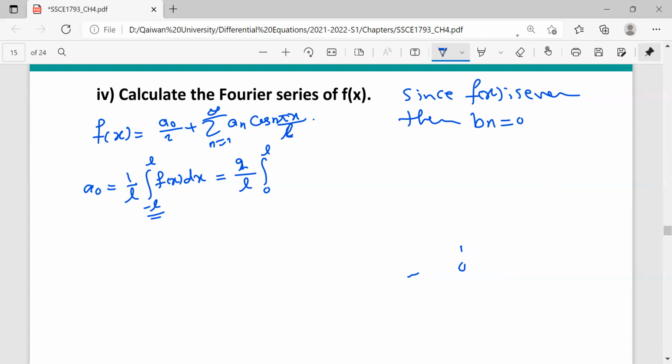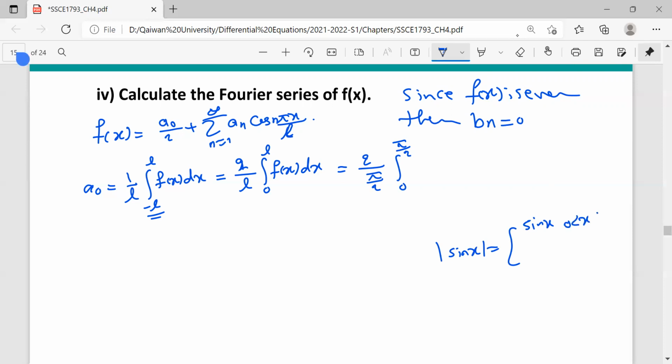And now we have the integral of f of x dx. This equals 2 over L, where L is pi over 2, integration from 0 to pi over 2. For f of x, the absolute value of sine x. So the absolute value of sine x is sine x when x is greater than 0 and less than pi over 2. Okay?